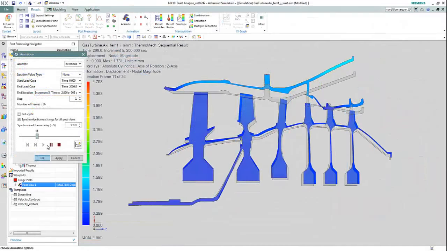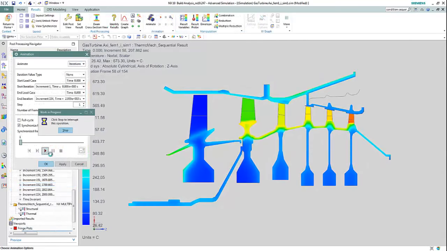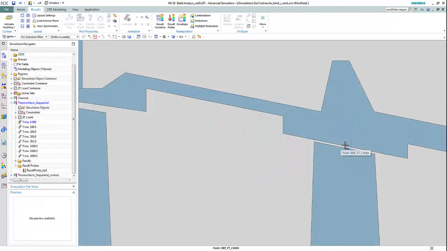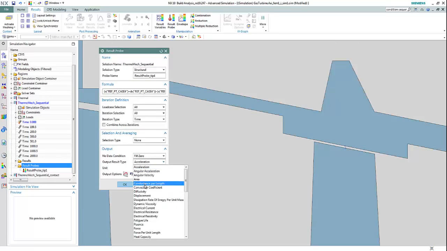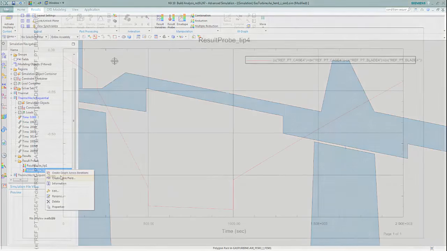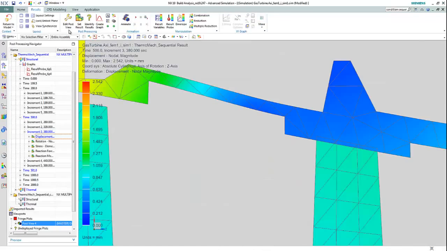Post-processing of the results in NX CAE then allows the engineer to understand deformation and temperature of the compressor at various stages of their mission profile. And new result probe capabilities in NX CAE provide the ability to use powerful expressions to create new, measurable result types. In this case, the engineer creates a result probe to assess and graph blade tip clearance between the engine blade and outside casing.